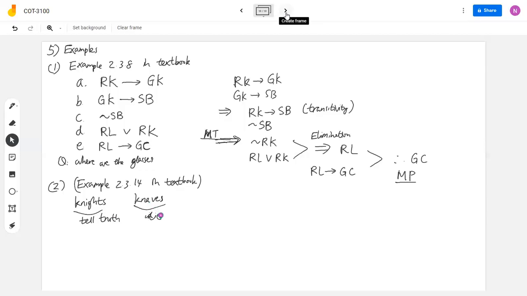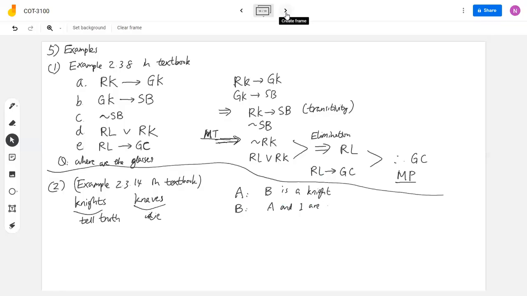One day you are on the island and encounter persons A and B. Person A said B is a knight, and then person B said A and I are of opposite type. So the question is, what types are A and B?